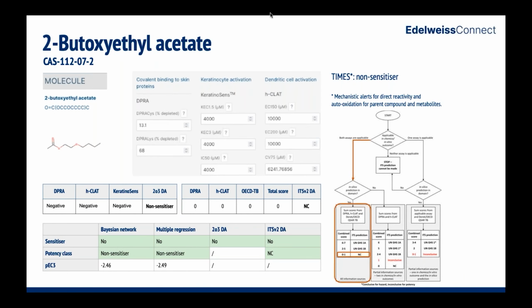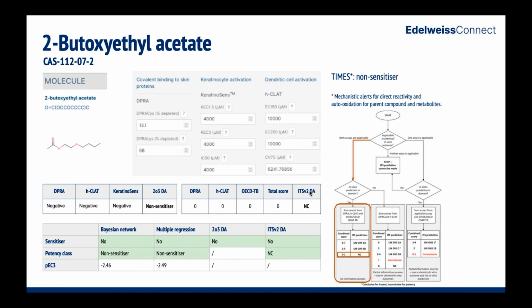Next example is also an easy example where all the different approaches predicted butoxyethyl acetate as non-sensitizer. All three assays had negative results. So following TG497, 2 out of 3 defined approach, butoxyethyl acetate is a non-sensitizer.